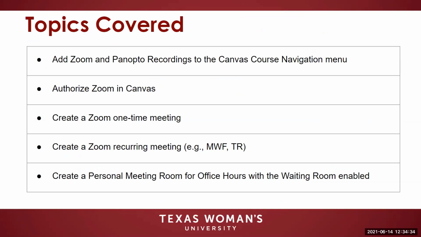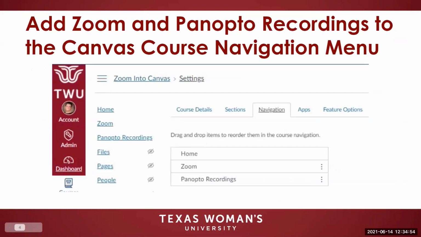In this session, we will cover Canvas settings, how to enable Zoom and Panopto recordings on your Canvas course navigation menu, creating a Zoom one-time meeting, creating a Zoom recurring meeting, and creating a personal meeting room for office hours with waiting room enabled. First, we need to enable Zoom and Panopto recordings on the course navigation menu.